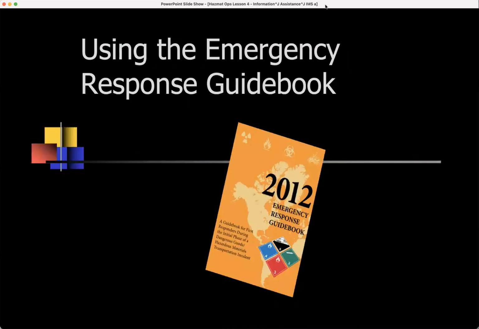So here's what the emergency response guidebook looks like. It should be in every emergency response vehicle. There's also apps you can put on your smartphone. It comes out every 4 years. It's republished with any additional additions or changes, modifications. The most recent one is the 2020 version. The way they're used is pretty much all the same. So that's why this one just says 2012. Not a big deal.